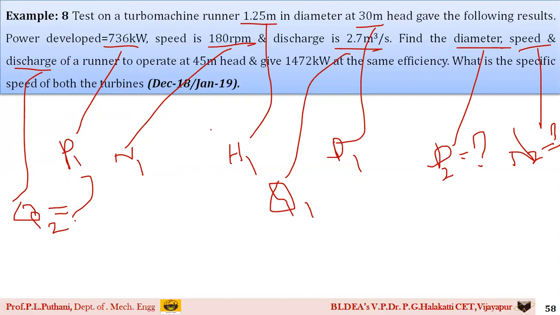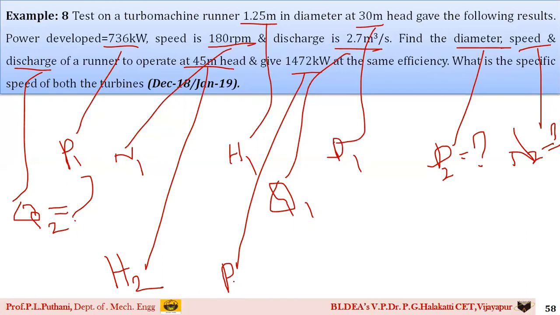They are operated at a head of how much? 45 meter. So the second turbo machine is operated at a head of 45 meter with a power of how much? 1472 kilowatt, P2. But the condition he has said is that both these machines have the same efficiency. So what does it mean? It means mathematically eta 1 is equal to eta 2.